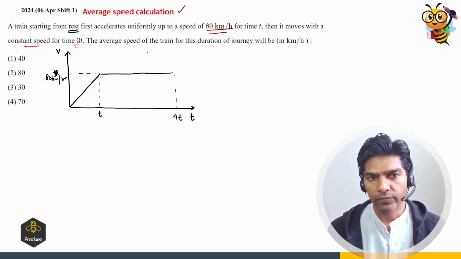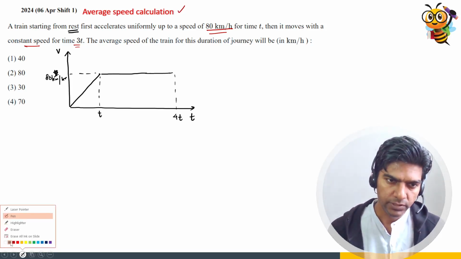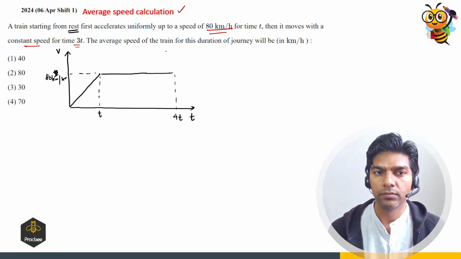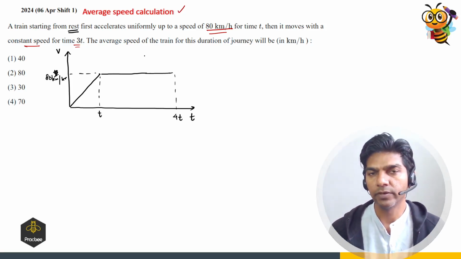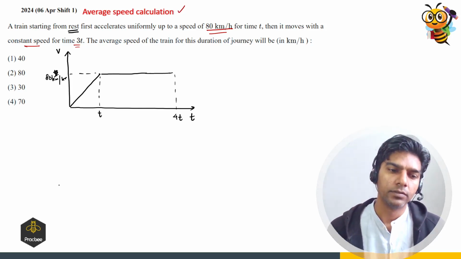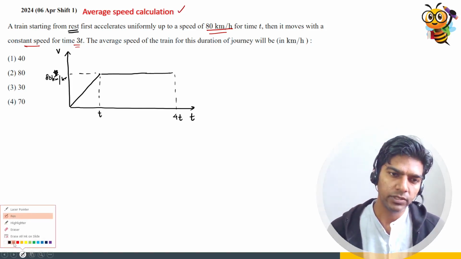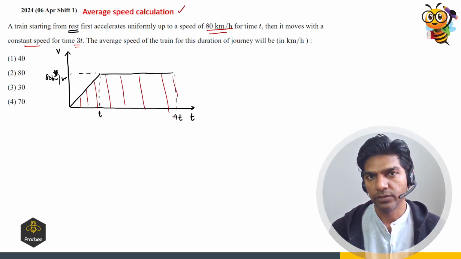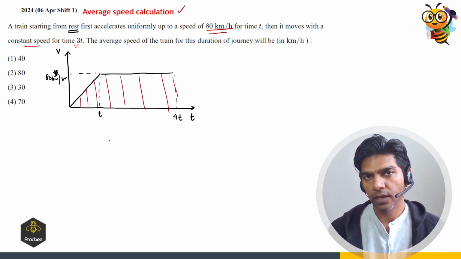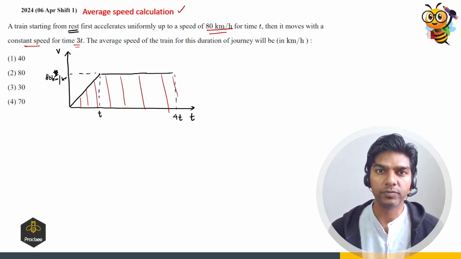Now we have to find the average speed. So for average speed, we should know what is the total distance, and then we have to divide that by the total duration. If we are given the velocity time graph, we can find the displacement. The area under this graph will give us the displacement, and it's a trapezium, and the area of a trapezium is half times the sum of the parallel sides and the distance between the parallel sides.